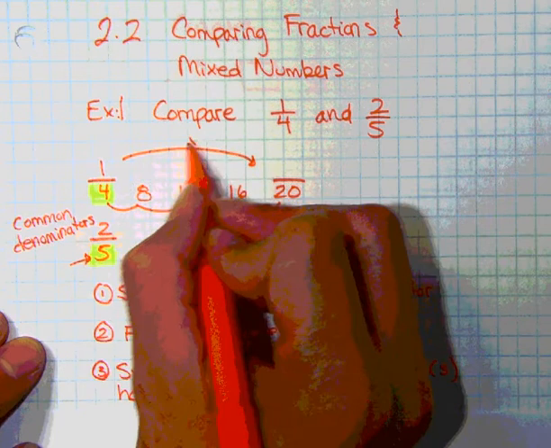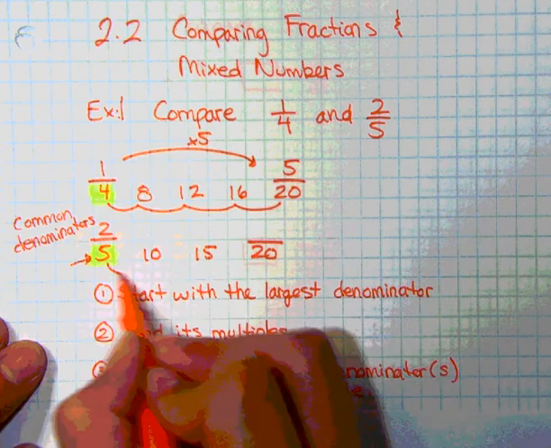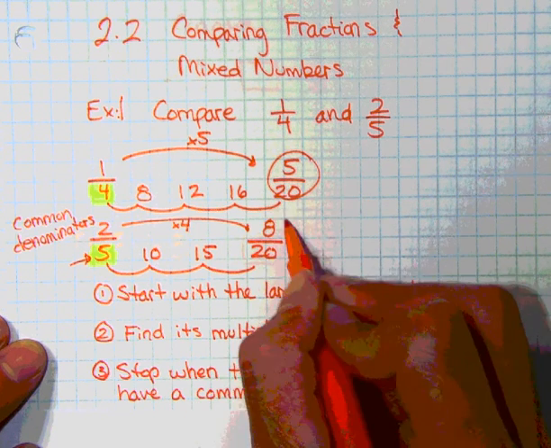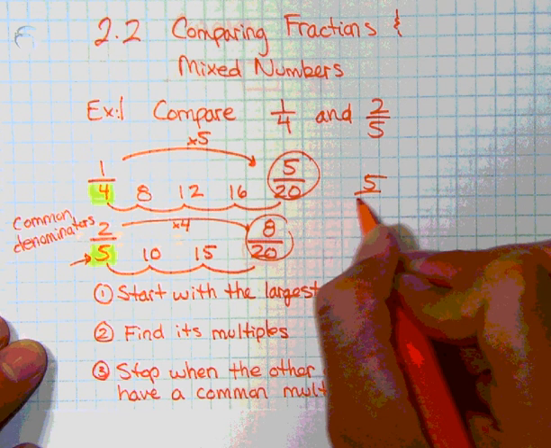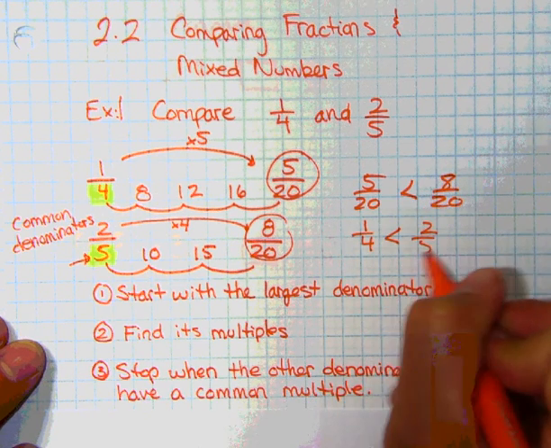So I'm going to then multiply my numerator by that same factor. So I times it by 5, I get 5/20. Over here, 5 to 20, it took me 1, 2, 3, 4 steps to get there. So I'm going to multiply the numerator by 4, and I get 8. So now I can see that 5/20 is less than 8/20. So I would compare that with 1/4 is less than 2/5.